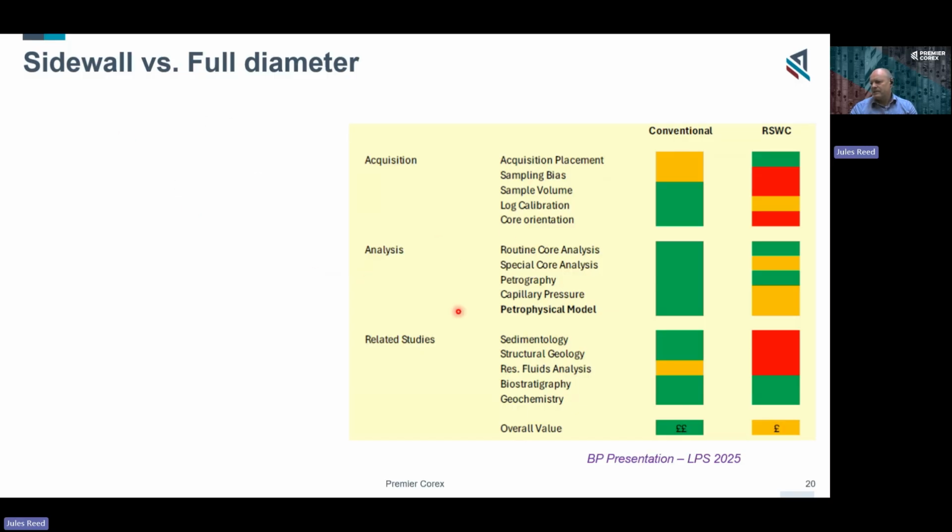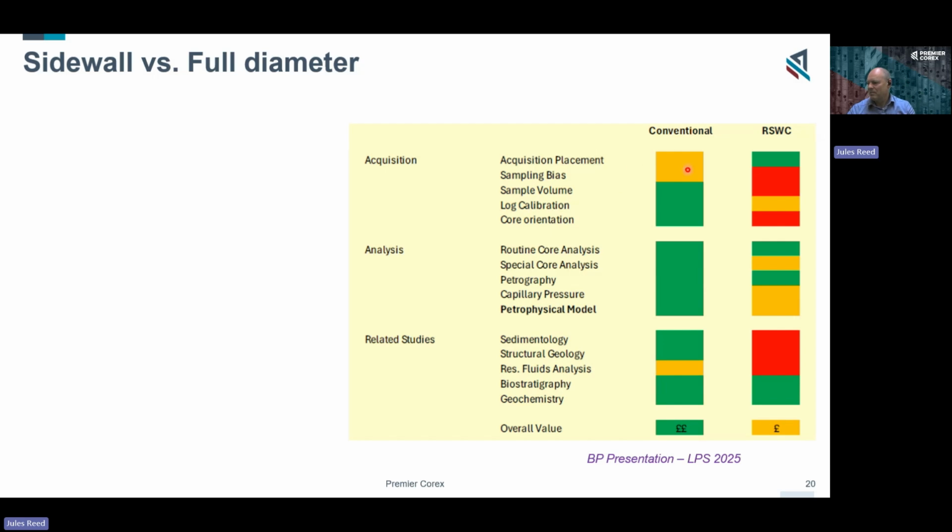BP showed this as a sidewall versus full diameter comparison of what type of testing is available, and what type of testing might not be available. So they show here that conventional cores can be used in just about anything. There are some areas, so for reservoir fluids, you can perform analysis. There can be some uncertainty, particularly if you've had any type of invasion, but you would test for that.